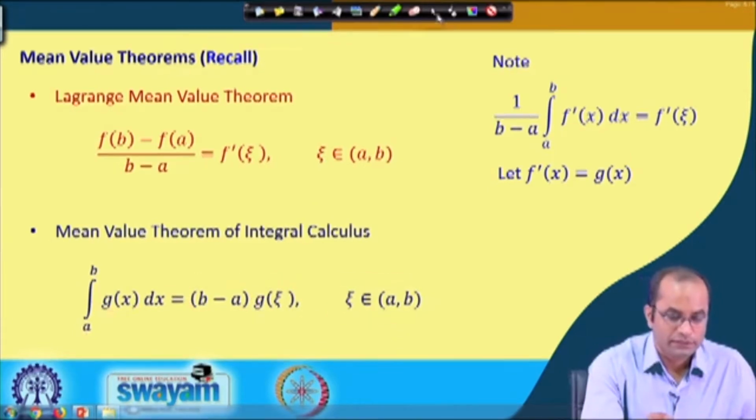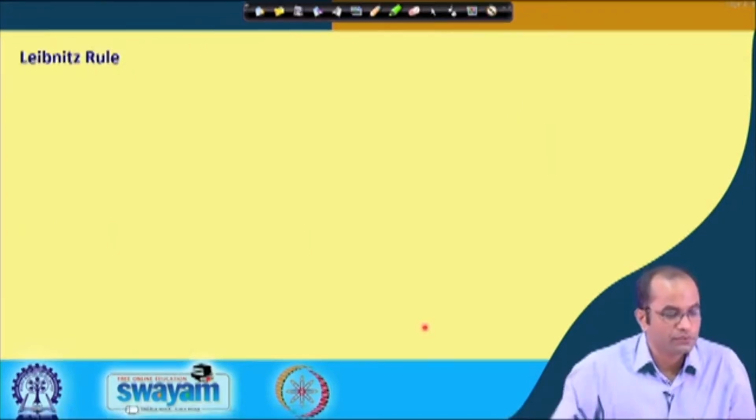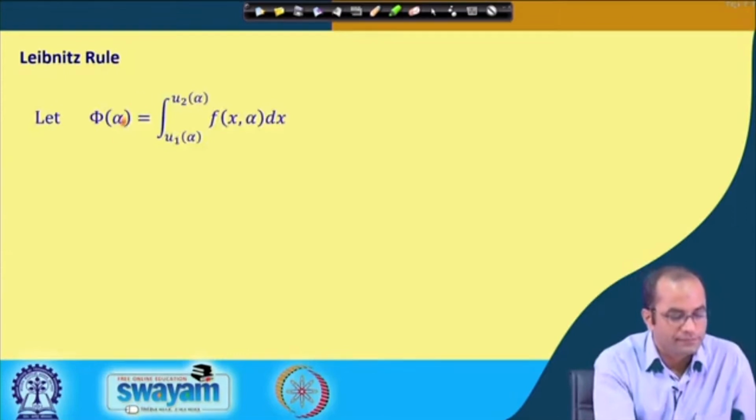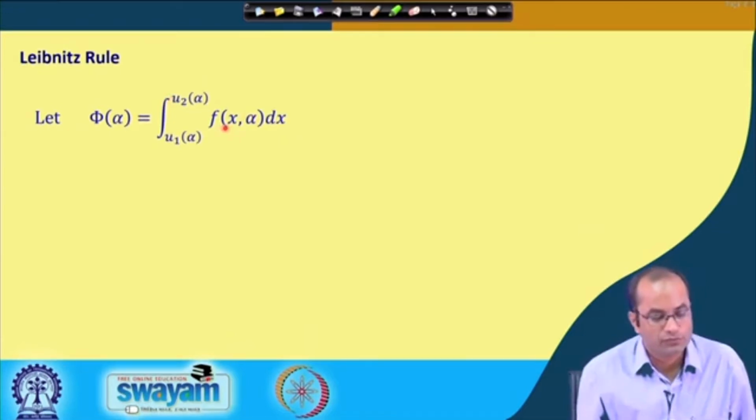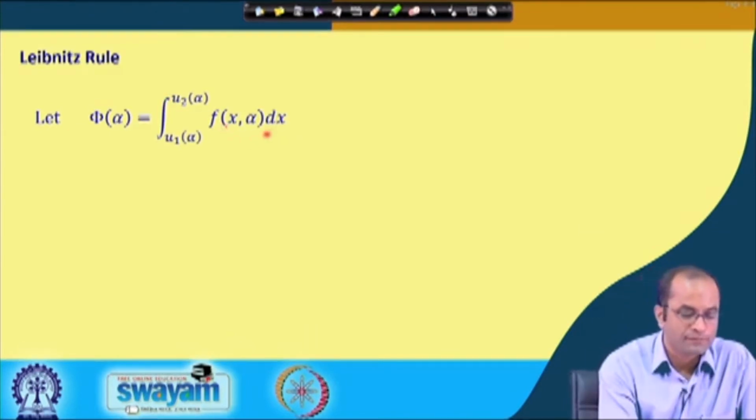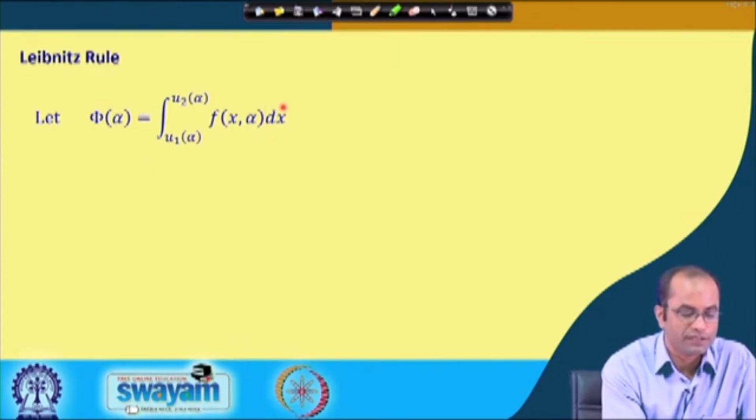With these two mean value theorems, we can now proceed to the Leibniz rule. This rule says, if we have this integral from u1(alpha) to u2(alpha), these are the limits, so they could be some function of alpha, and the integrand is a function of two variables, f(x, alpha) dx. We assume that this is a function of alpha, because we are integrating over x. So this integral depends on alpha.